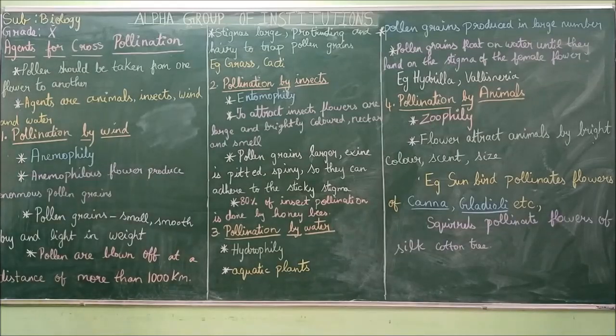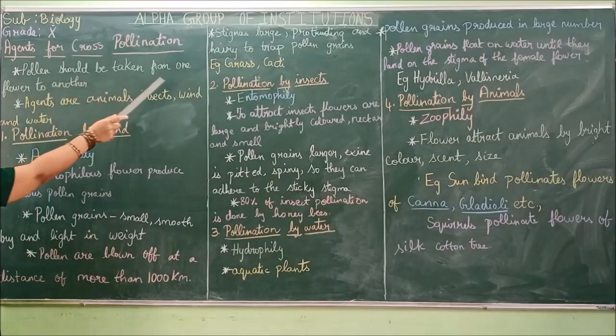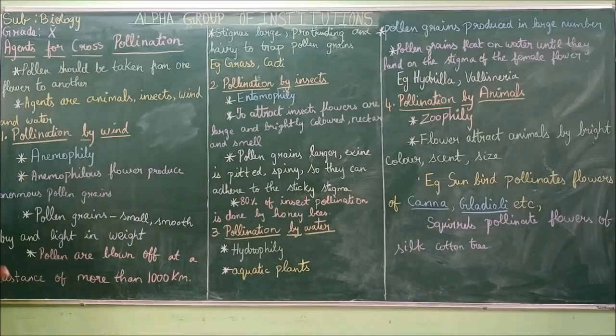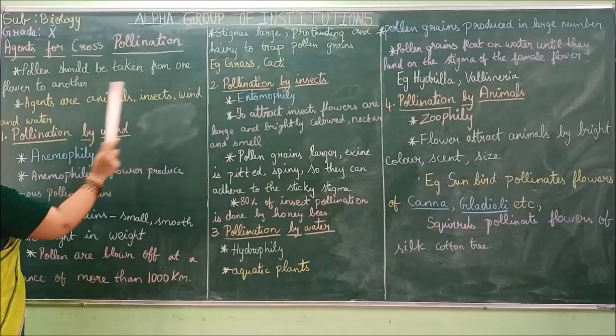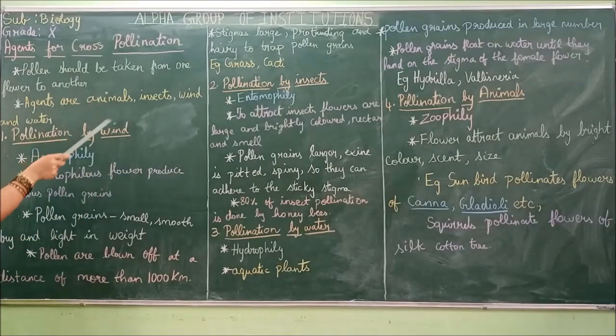What are the agents? Animals or water or whatever it is, all the things that are involved in the transfer of pollen grains from one plant to another. We are going to see that in detail. Pollination means pollen grain should be taken from one flower to the other. For that we need agents like animals, insects, wind and water. These are some of the agents for cross pollination.